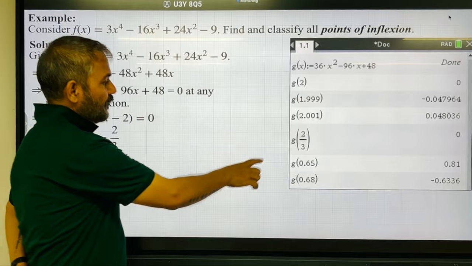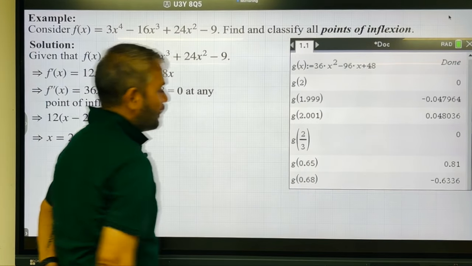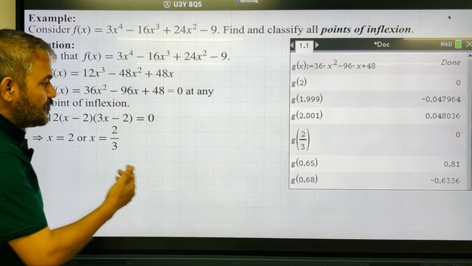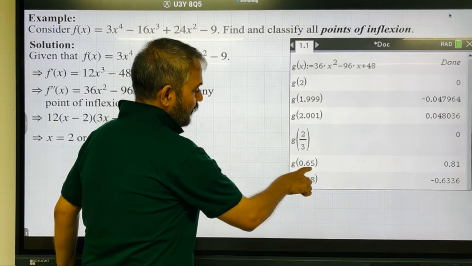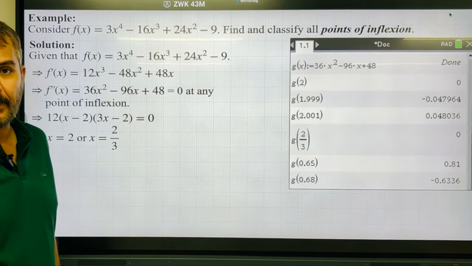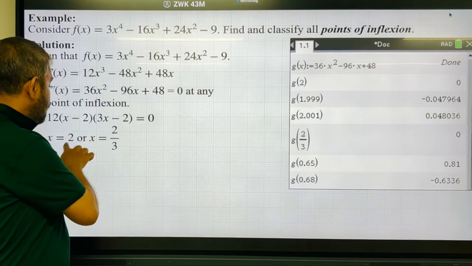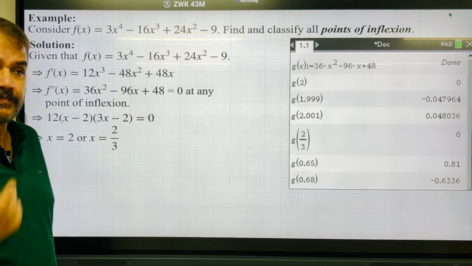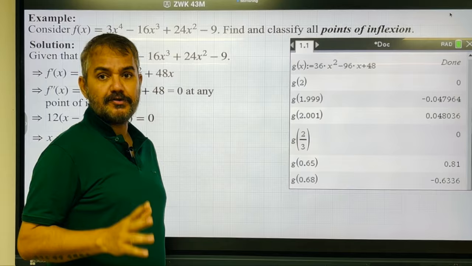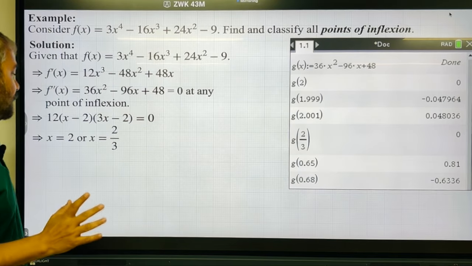Similarly, when you find it at 2 upon 3, it's 0. 2 upon 3 is 0.66. So when you check on the left hand side, I have taken 0.65. It is positive. On the right hand side, it's negative. So again, concavity changes at both these values. So both these are x coordinates of points of inflection, remember.